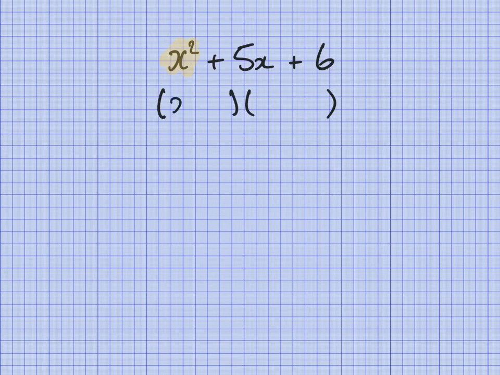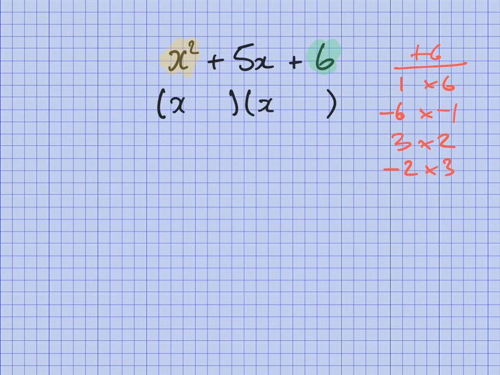Simply by writing x times x, we can write that into the brackets straight away. How do we get the 6 at the end? Well, there's a variety of things that would multiply together to give us 6, specifically positive 6. We could do 1 times 6, minus 6 times minus 1, 3 times 2, or minus 2 times minus 3.